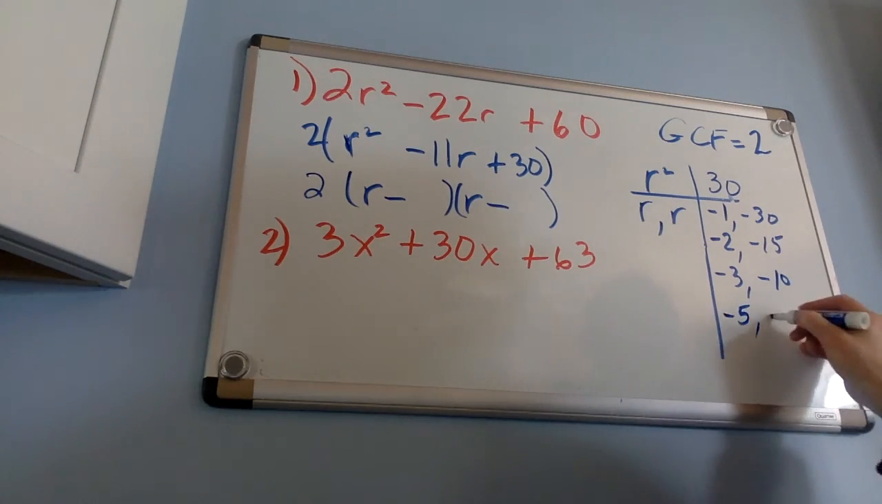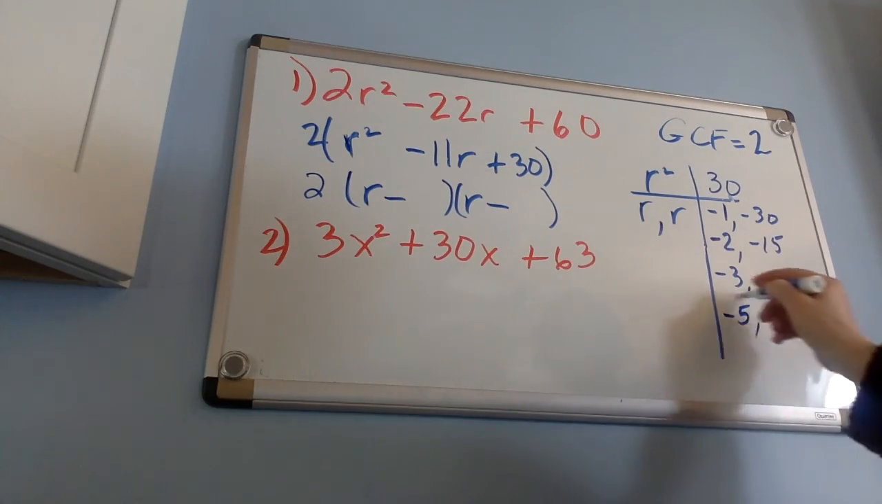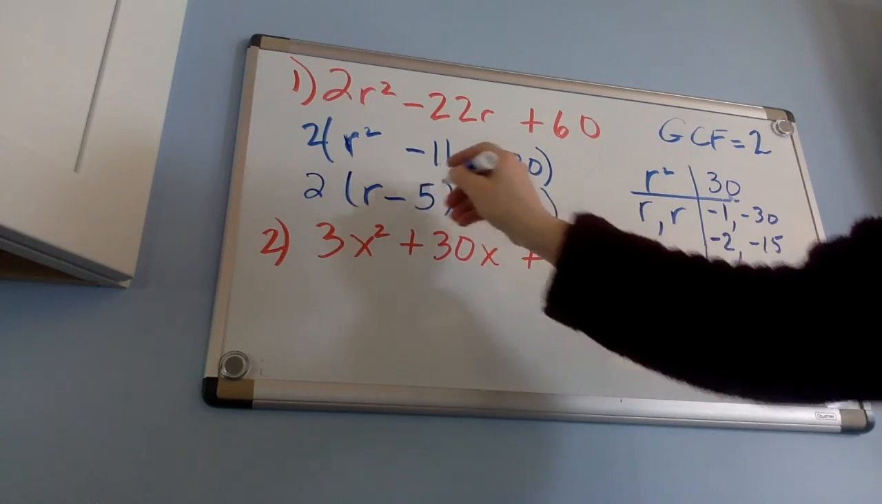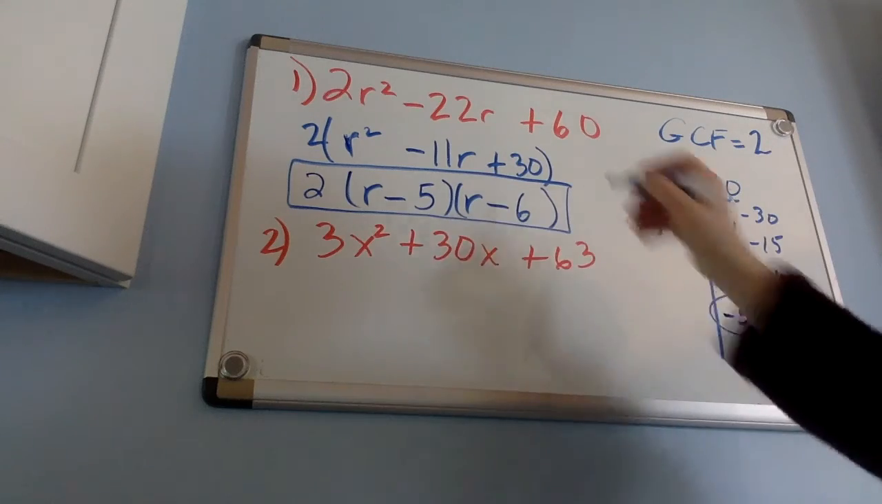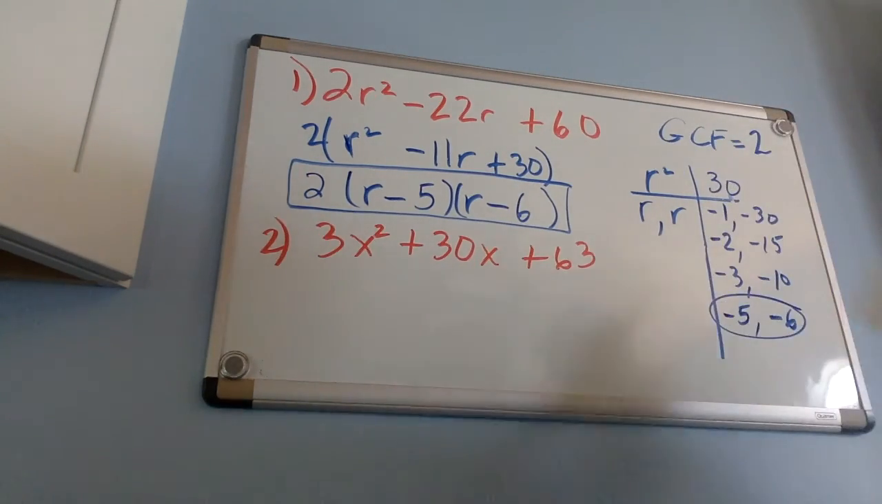So negative 5 times negative 6 is positive 30, and those work because when you add negative 5 and negative 6, you get negative 11. So it's going to be r minus 5 and r minus 6, and that's the final answer to number 1. For number 2, let me erase all of this.